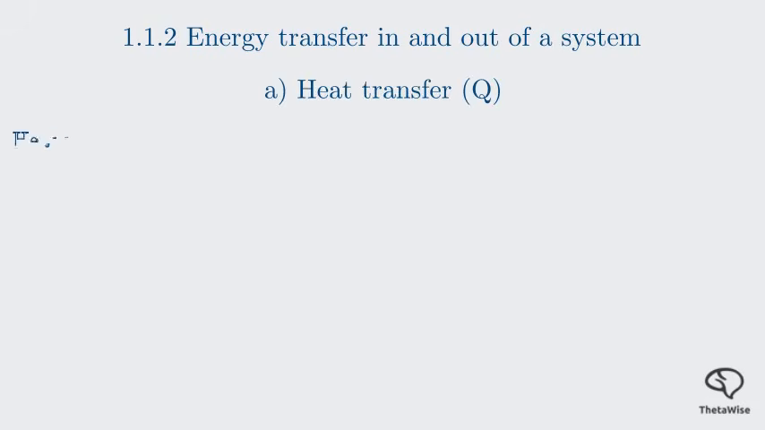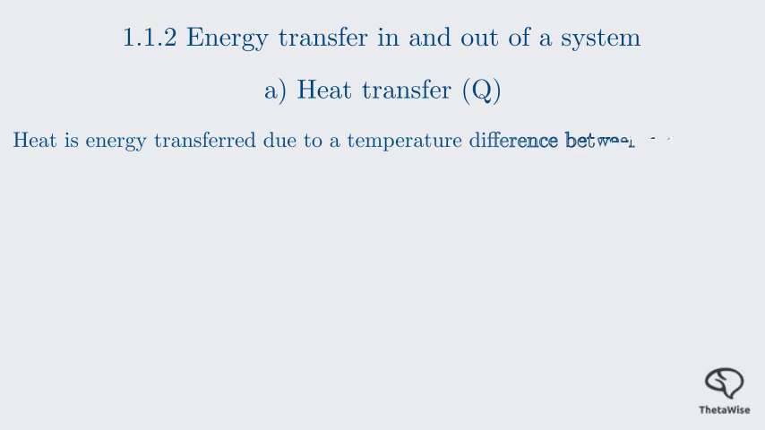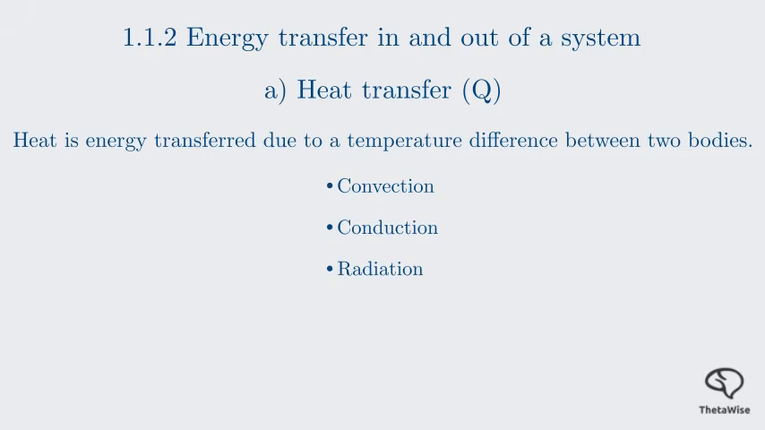First, heat transfer, symbolized by Q. Heat is defined as energy transferred due to a temperature difference between two bodies. So, if you put a hot object in a colder room, heat will flow from the hot object to the colder room. There are three mechanisms for this transfer: convection, conduction, and radiation.